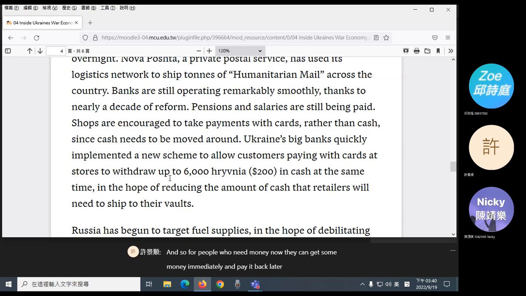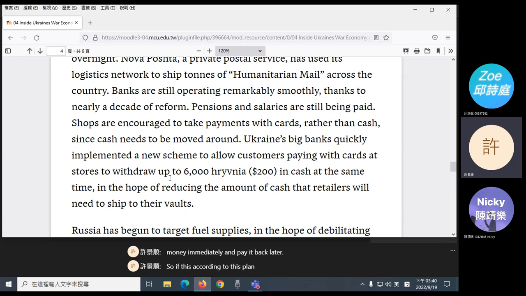So according to this plan, if you use cash to buy something, the store then has cash and they need to move this cash to a vault. But if you can encourage customers to withdraw money, then you can give them that cash and they will have less physical money that they have to move. So this plan is also helping stores avoid having to move things around.